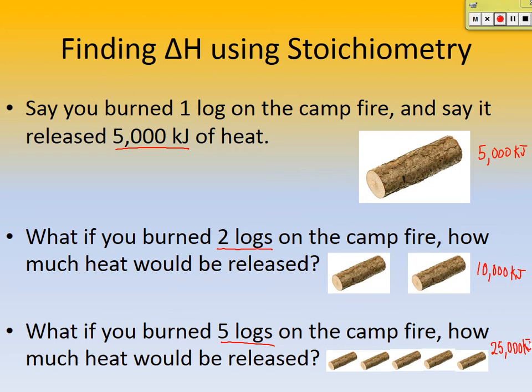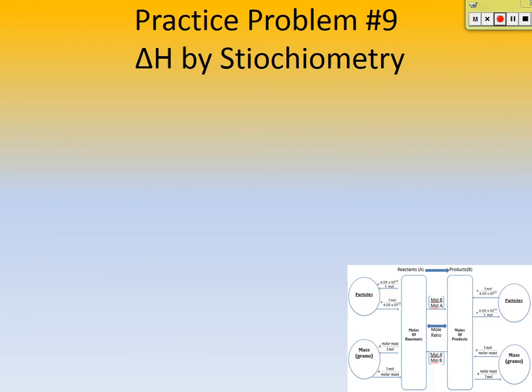If you react just a little bit of a chemical, say 5 grams, well, if you react 10 grams, it's going to release twice as much heat. So it's the same concept, and that's all we're going to be doing today with these stoichiometry calculations. All right, so here we go. Let's actually get into it with a practice problem here.